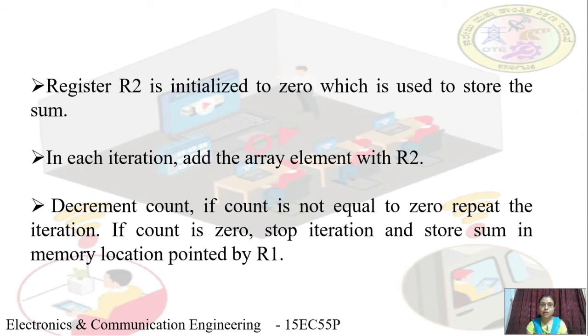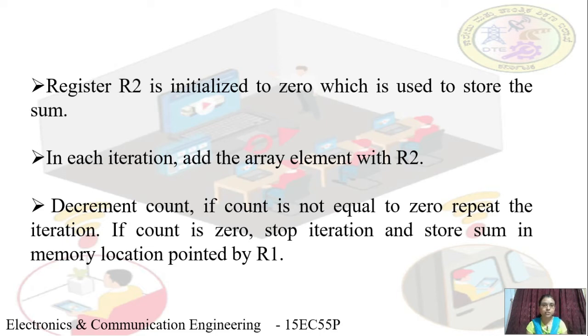So register R2 is initialized to 0, which is used to store the sum. Why is R2 initialized to 0? Because in order to avoid the storage of dummy values, R2 should be initialized to 0, so that R2 can be used to store the result.